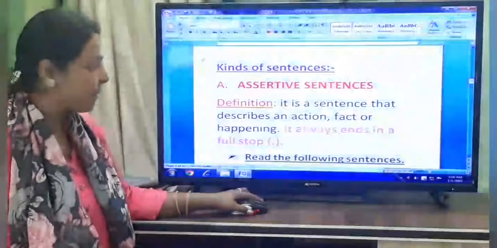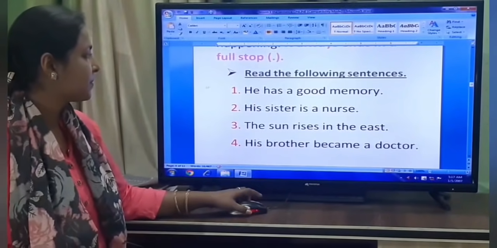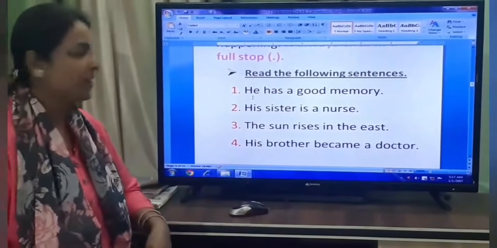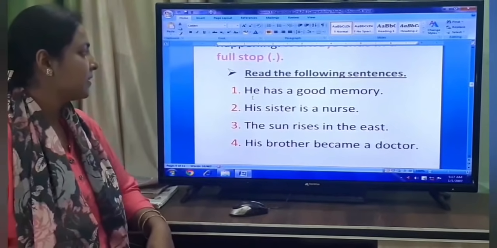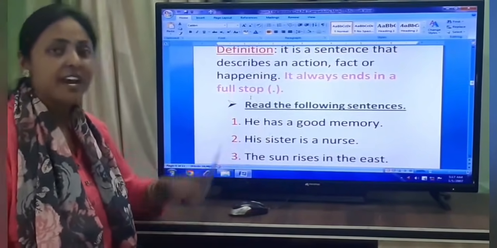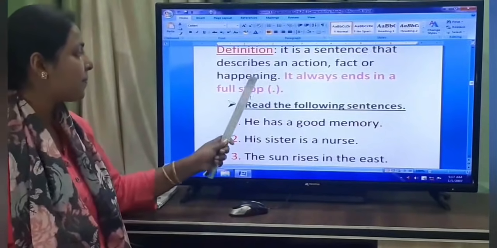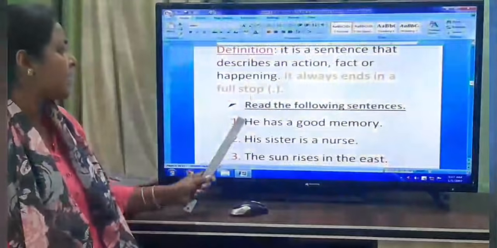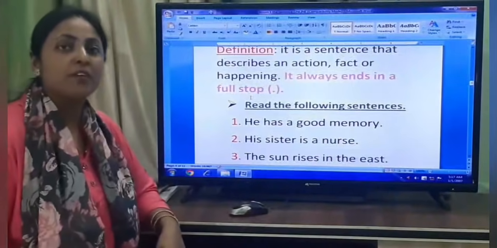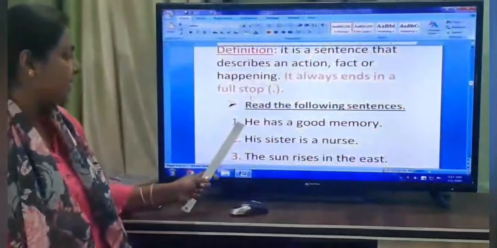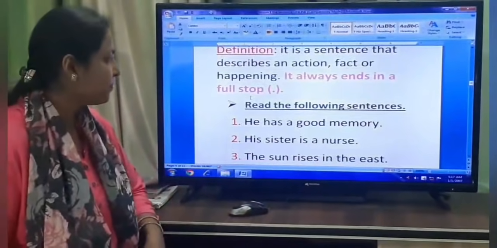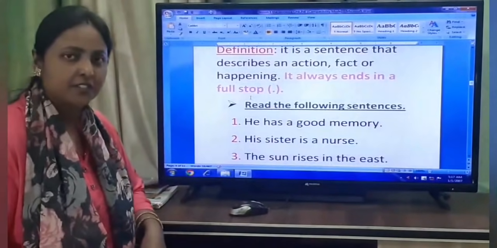Now we go through some examples. Number 1, he has a good memory. What we read just now, it is a sentence that describes an action, fact or happening. And the first example it has given, he has a good memory. It tells you about a fact. Begins with the capital letter. It ends with a full stop. And it tells you about a fact.